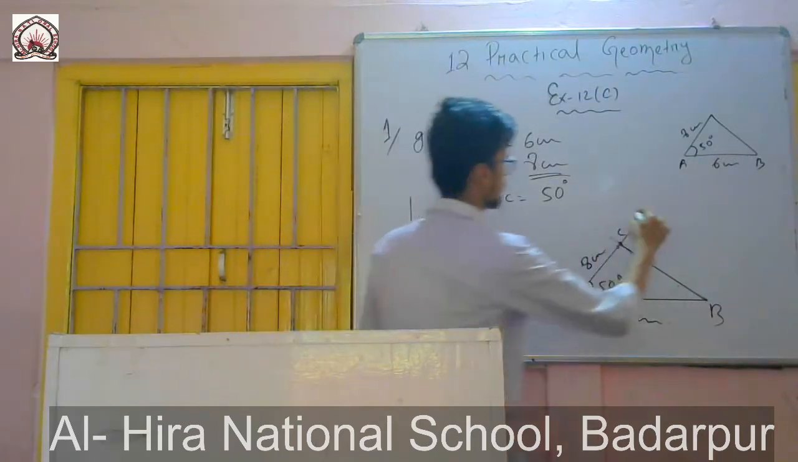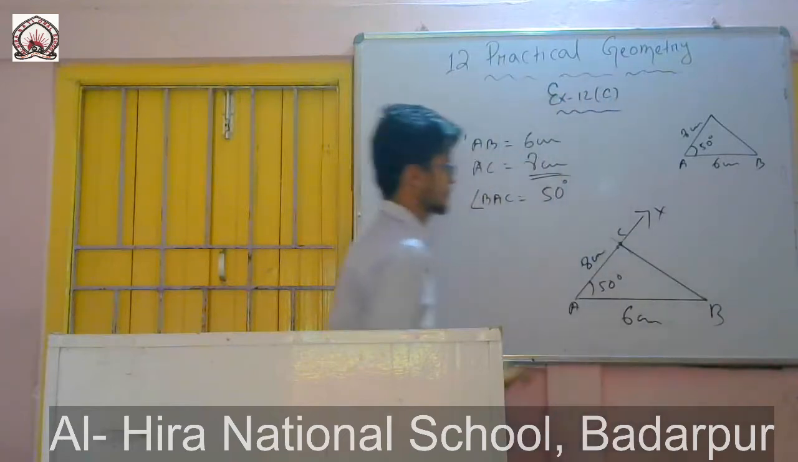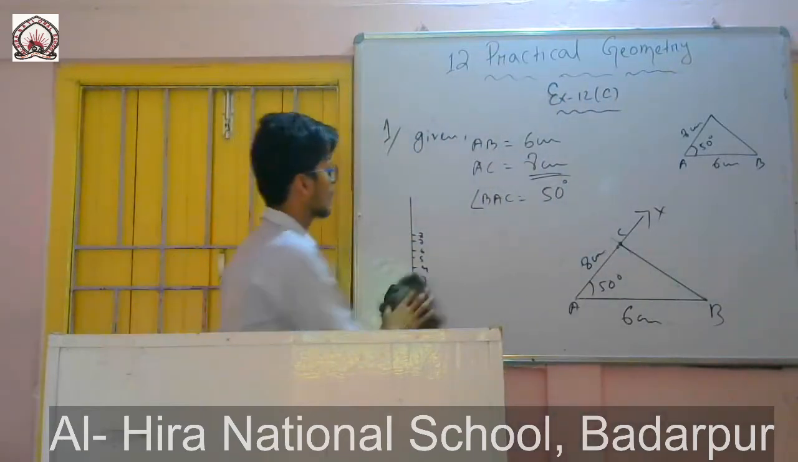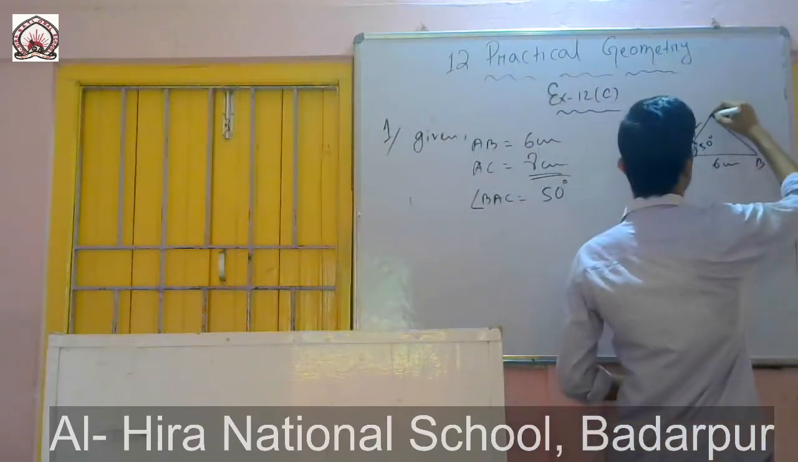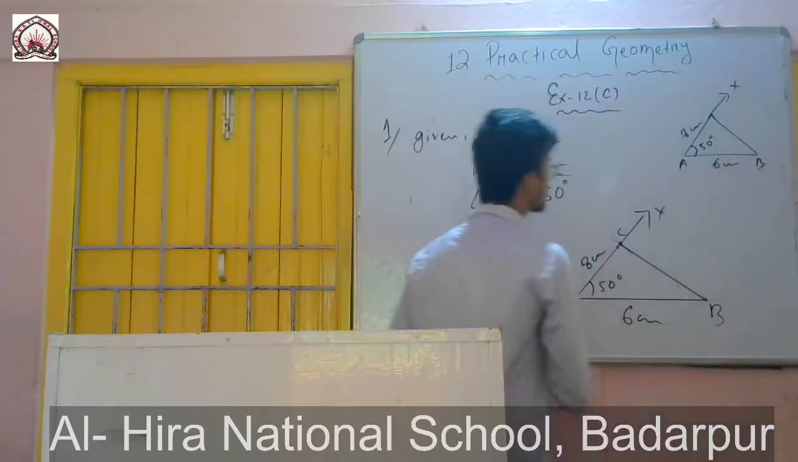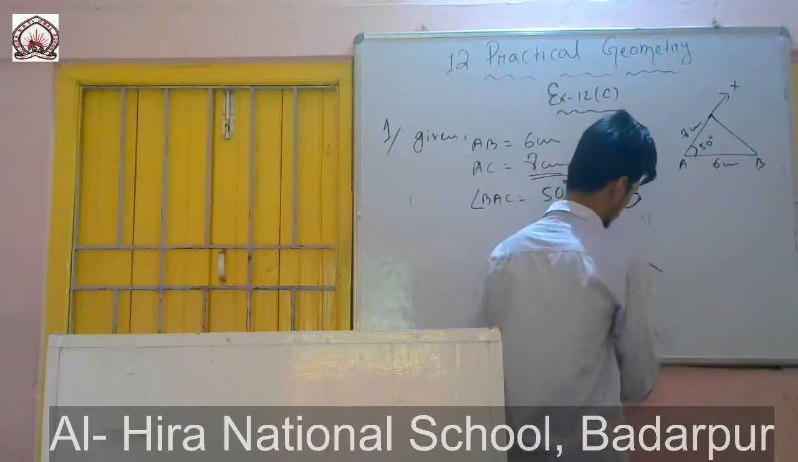Okay, so we write it as X. So now we will draw the steps of construction. So there you have got your triangle. And now by seeing this one I will draw the steps of construction.